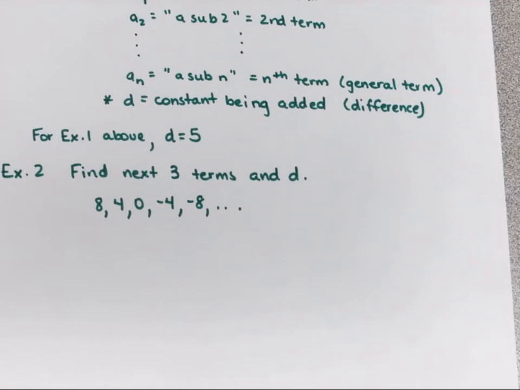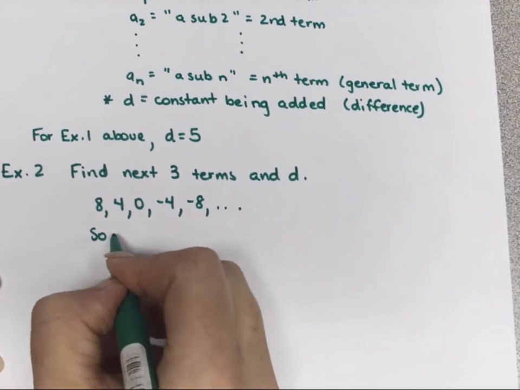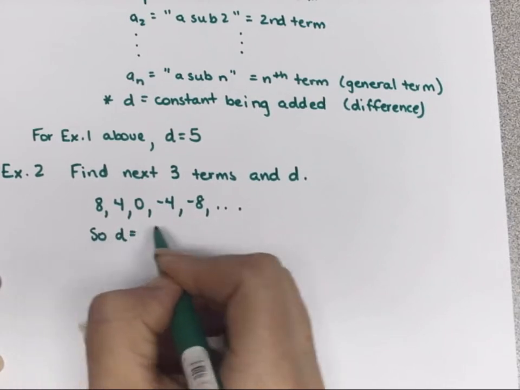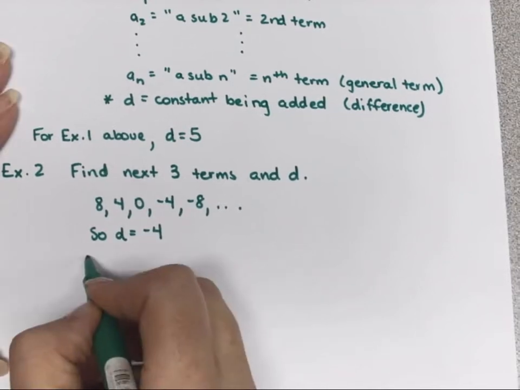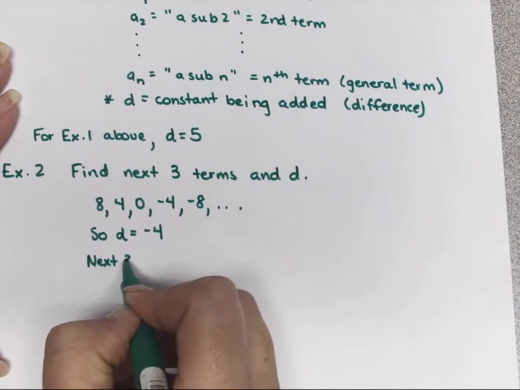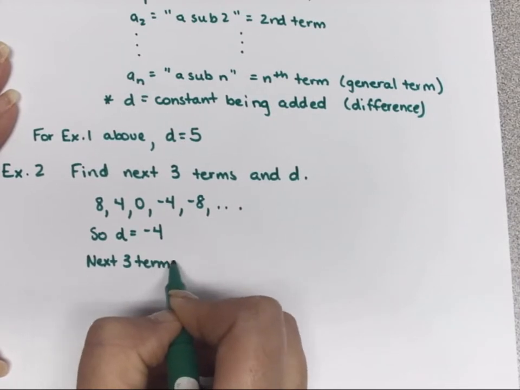So let's say the pattern I have is 8, 4, 0, -4, and -8. Okay, so the first thing I'd want to ask you is there a consistent pattern? Like, are we adding or subtracting something every time? Yes, right. In fact, it looks like we're subtracting, so we don't really say subtracting, we just say we're adding the negative. Okay, so D looks like it's -4. Okay, so notice the next 3 terms would be easy to get, right? What would be the next 3 terms then?